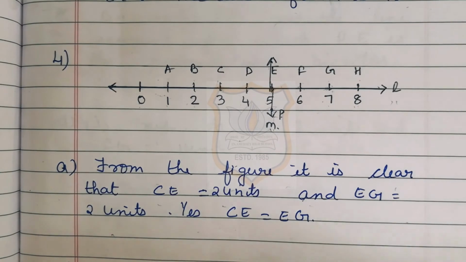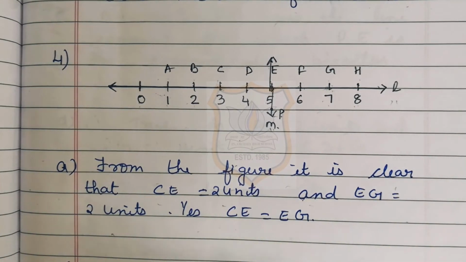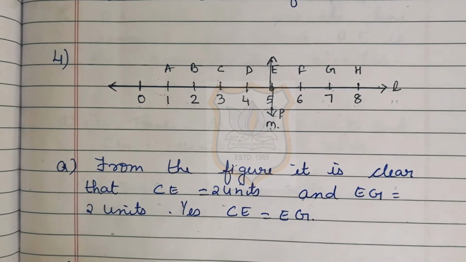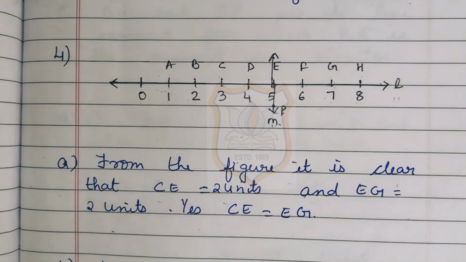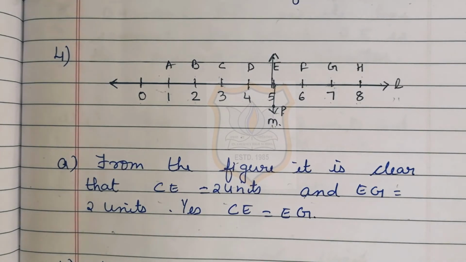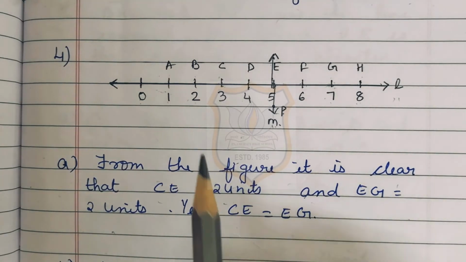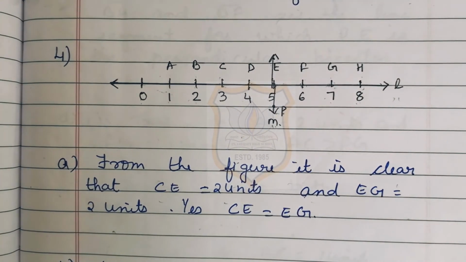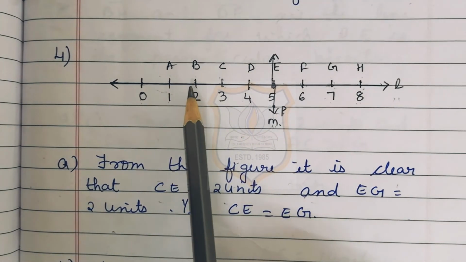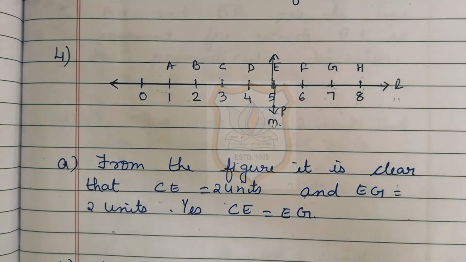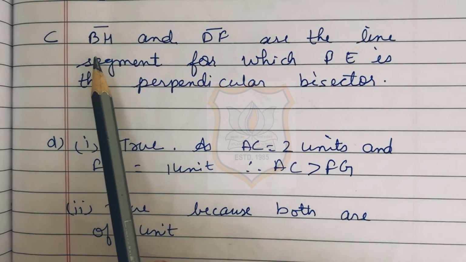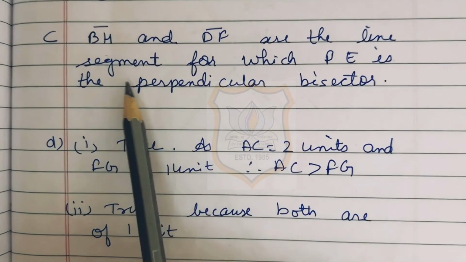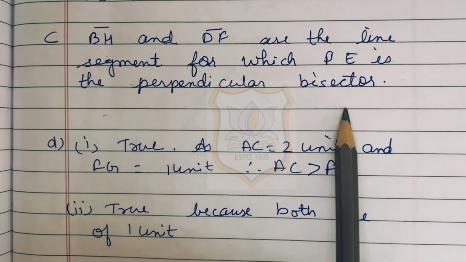Now C part of question number 4 is, identify any 2 line segments for which PE is the perpendicular bisector. Solution for C part of question number 4 is that we have to find out any 2 line segments for which PE is the perpendicular bisector. So we can say that line segment BH and line segment DF both have PE as the perpendicular bisector, as in both cases E is the midpoint. So BH and DF are the line segments for which PE is the perpendicular bisector.